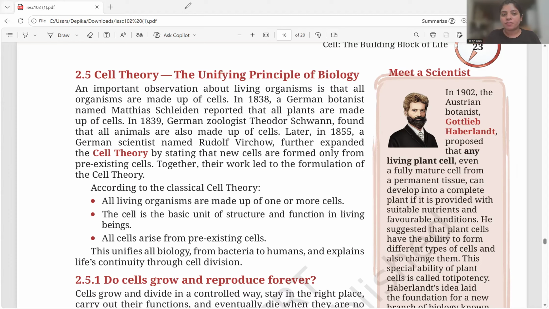Later in 1855, a German scientist, Rudolf Virchow, further expanded that cell theory, which states that cells are formed only from pre-existing cells. Together their work led to the formulation of cell theory. Now, what are the points of the cell theory? There are 3 points. All living organisms are made up of one or more cells, first point. The cell is the basic structural and functional unit in living beings. All cells, third point, arise from pre-existing cells. This unified all biology from bacteria to humans and explains life's continuity through cell division.